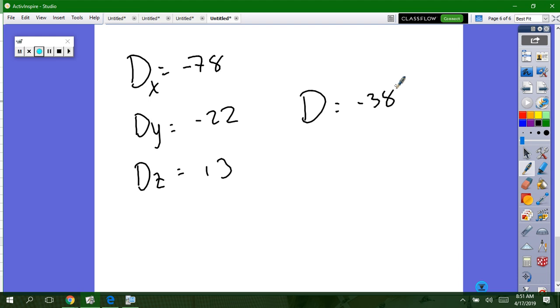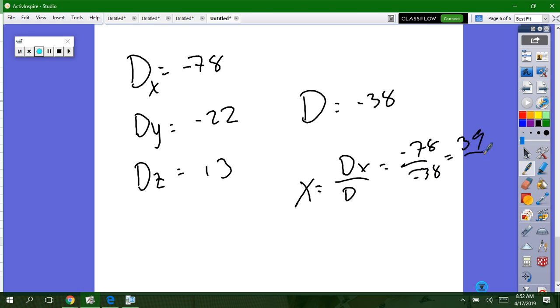Okay, so what is x? Dx over d. So therefore, that is negative 78 over negative 38. That, by the way, they don't go in nicely. That's 39 over 19. How many of you guys would have loved to solve a row by row situation with 39 over 19? See, there's sometimes reasons why maybe one system might work better than another, right?